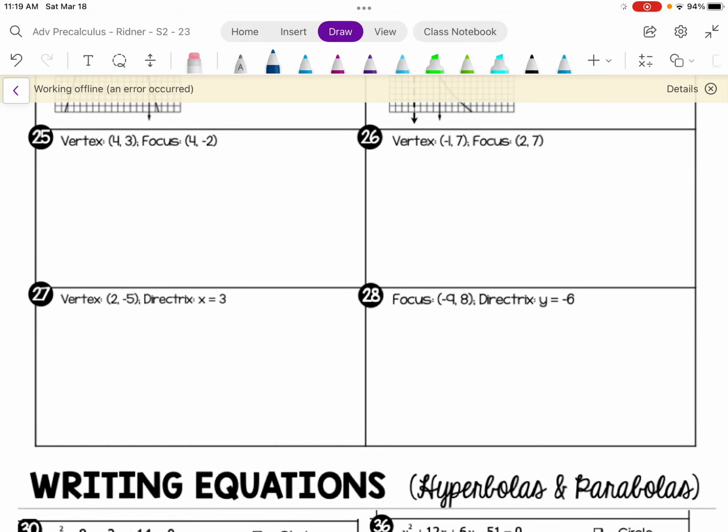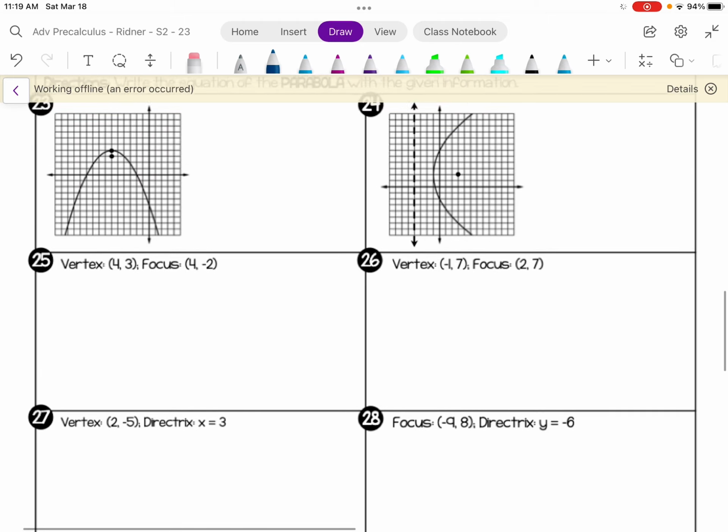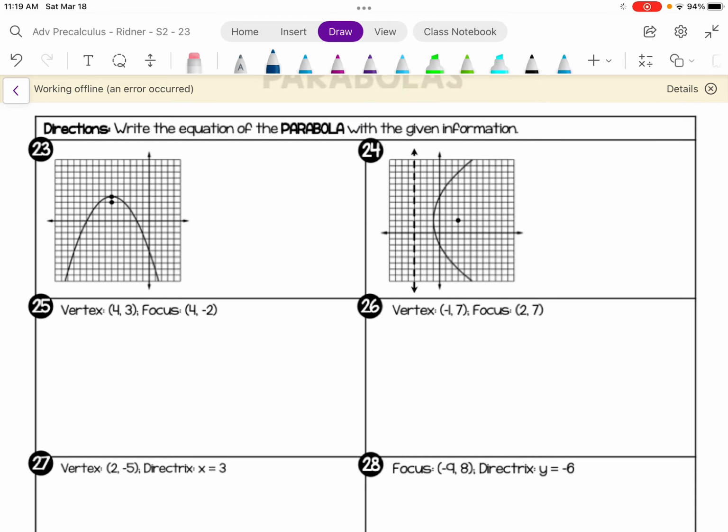All right, for this next section, I need you to go to writing equations, hyperbolas, and parabolas, and go to the parabolas part, which starts with number 23. So first off, I noticed that it is going to be x squared, because it is the type that we're used to from Algebra 2. I also know that p is going to be negative because it is flipped down.